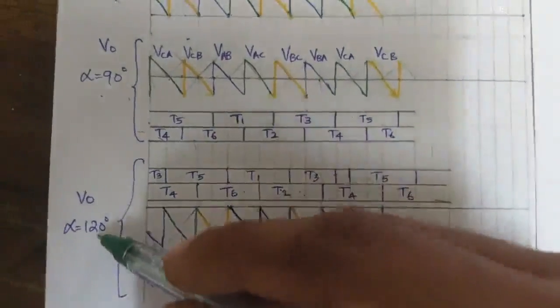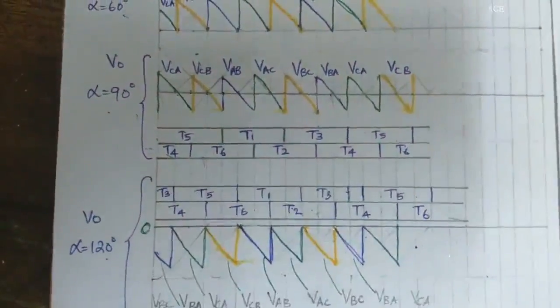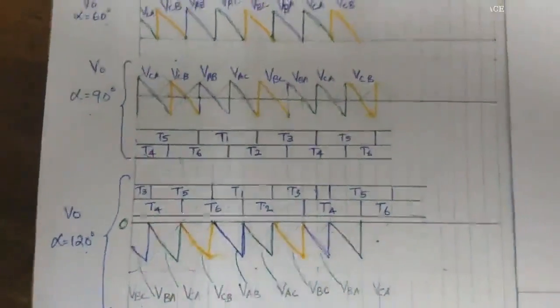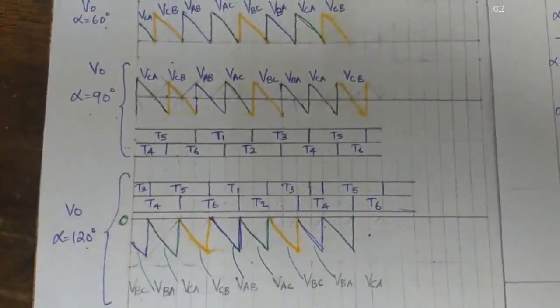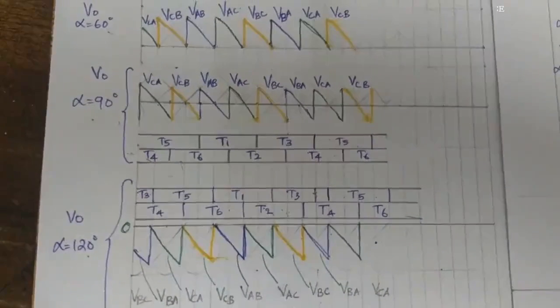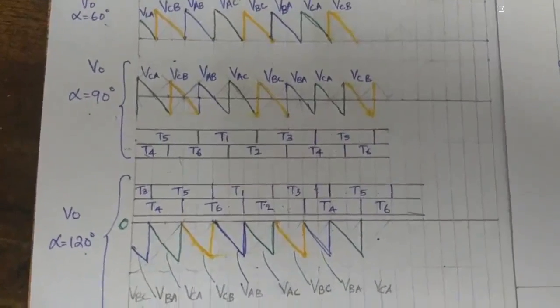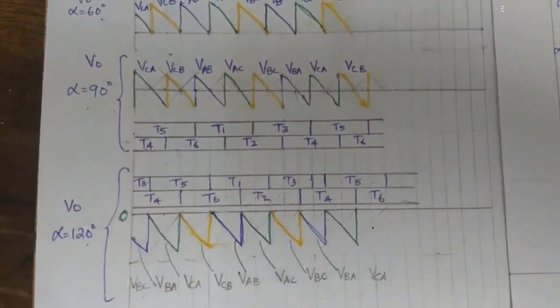Now here you can see that V0 has become negative when your alpha is greater than 120 degrees, because this is the 0 point. So effectively this is going to act as a line commutated inverter, which is going to give back to the supply. So the current direction will be the same, but effective power becomes negative. Why? Because the average output voltage V0 has become negative.